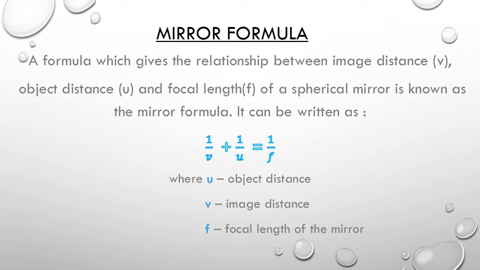Mirror formula for spherical mirrors. A formula which gives the relationship between image distance V, object distance U and focal length F of a spherical mirror is known as the mirror formula. So it can be written as 1 by V plus 1 by U is equal to 1 by F. That is 1 by image distance plus 1 by object distance is equal to 1 by focal length. So children, we'll be doing numericals with the help of this. Any two values will be given, the other one you have to find out, and when you do, you have to put the proper sign according to the sign convention.